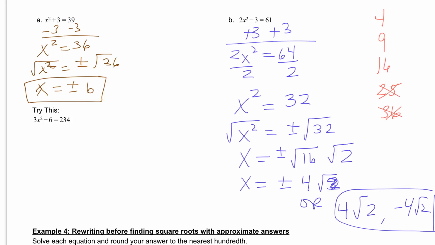Next, I'd like you to do the try this. So pause it now, unpause it when you're ready to check your answer. If you did the try this correctly, you should get an answer of plus or minus 4 square root of 5. Or again, you could write it as 4 square root of 5 and negative 4 square root of 5. Let me know if you have questions.